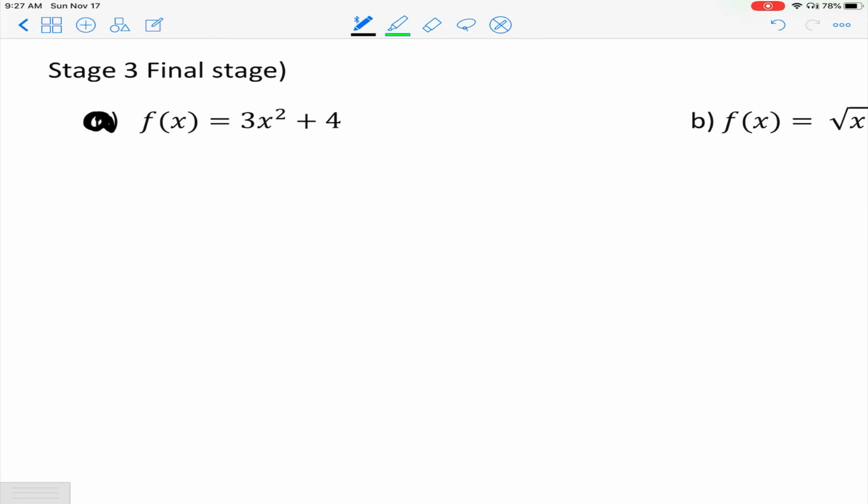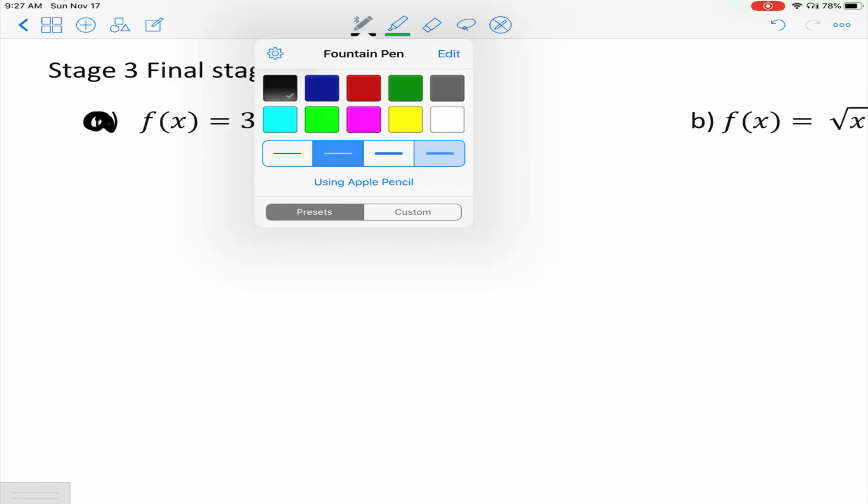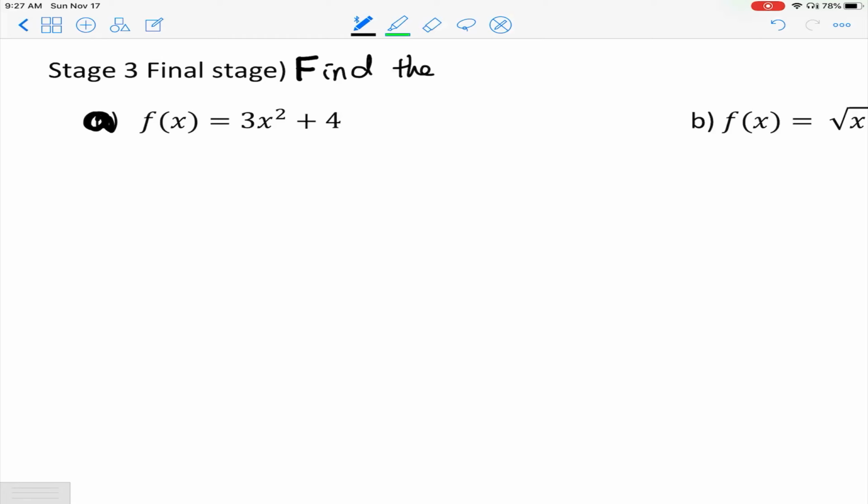Now the last stage is very simple. Somehow the question is missing. The question is find the equation of the inverse. So find the equation of the inverse function. Now, the first thing is f of x equals 3x squared plus 4.